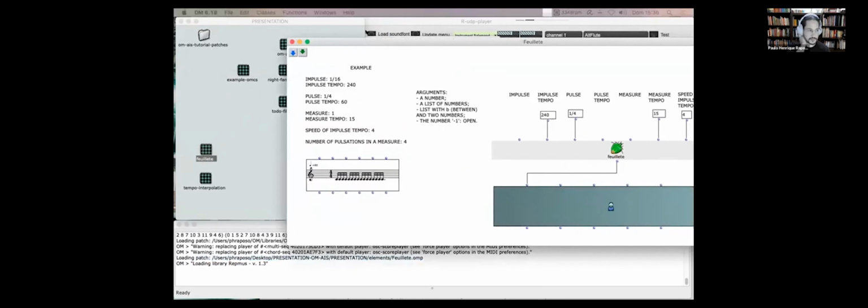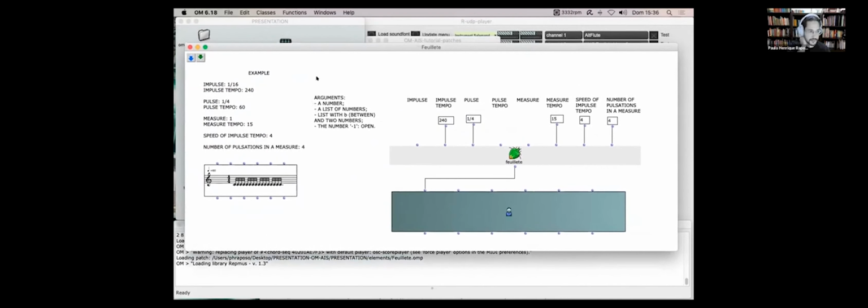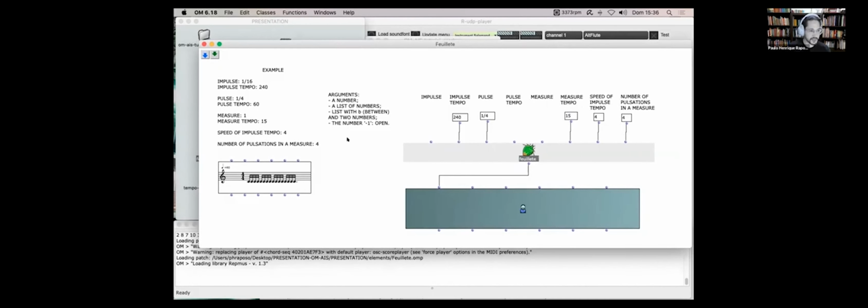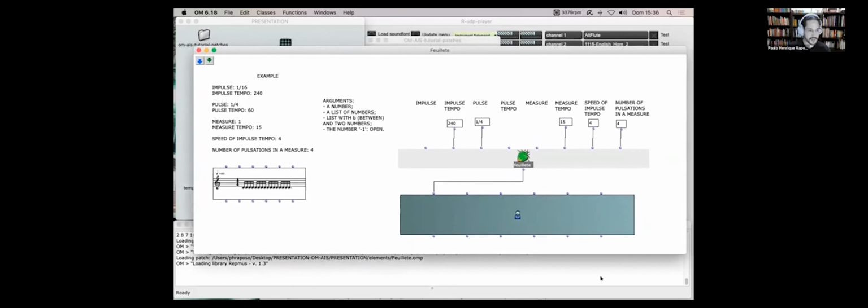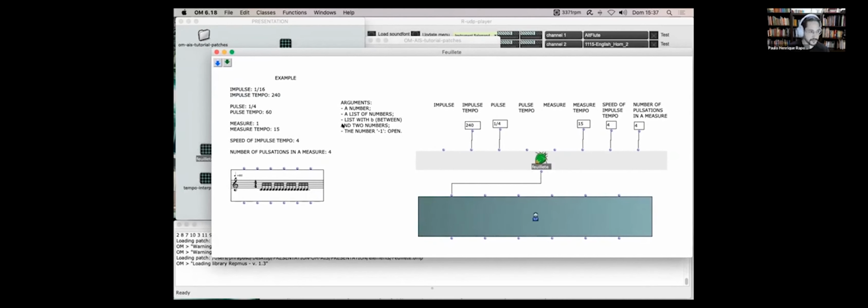I have ported from Patchwork two functions from the original Repmus library. It's the feuillete. I don't know if this is the correct pronunciation. And the tempo interpolation. I have to talk about it. The feuillete is for calculating metric modulations. It's another story, very different from interval series.